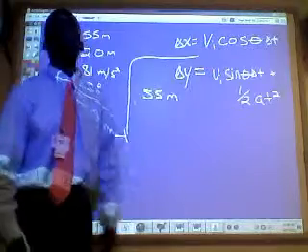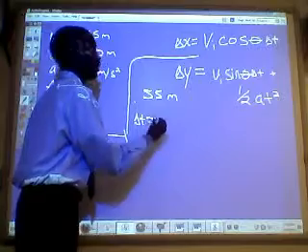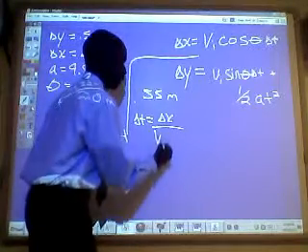Now from delta x, I can solve for delta t. Solving for delta t gives me what? Solving for delta t is what? Delta t equals delta x over v sub i cosine theta.